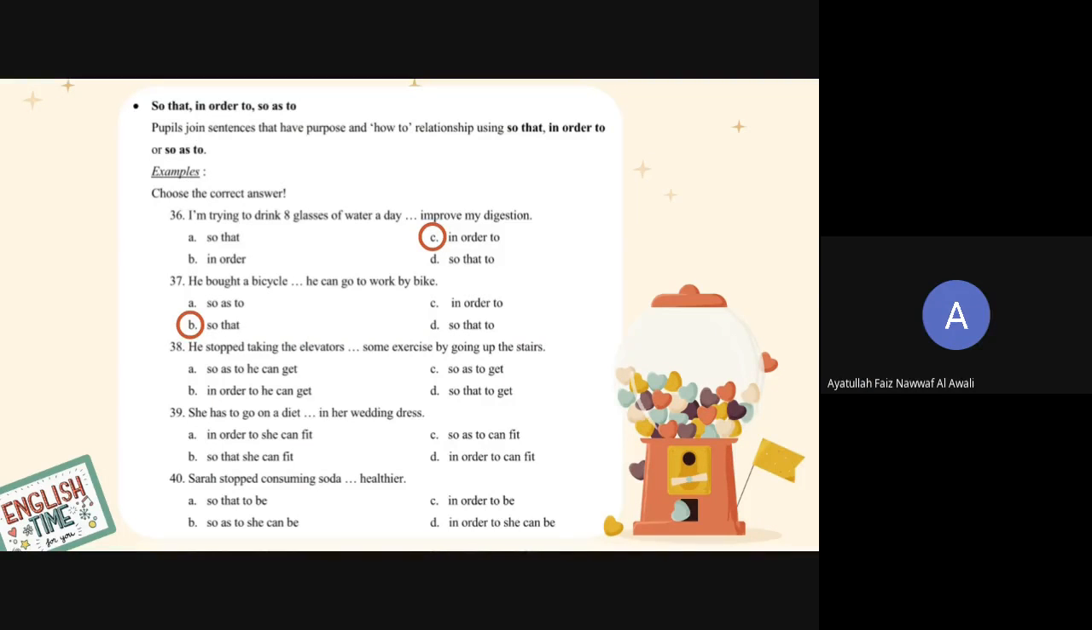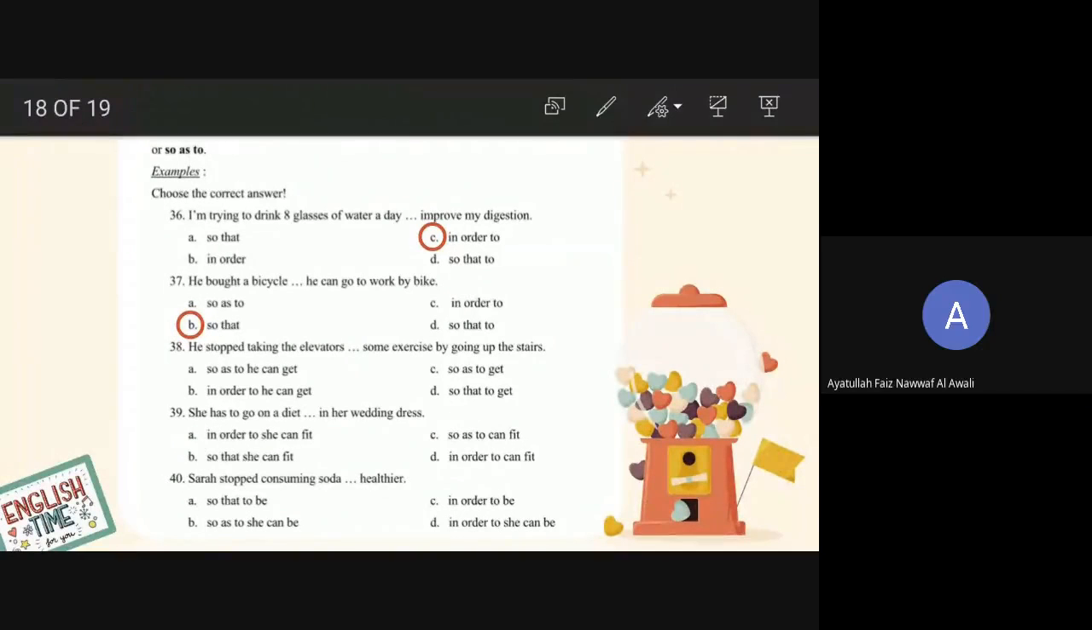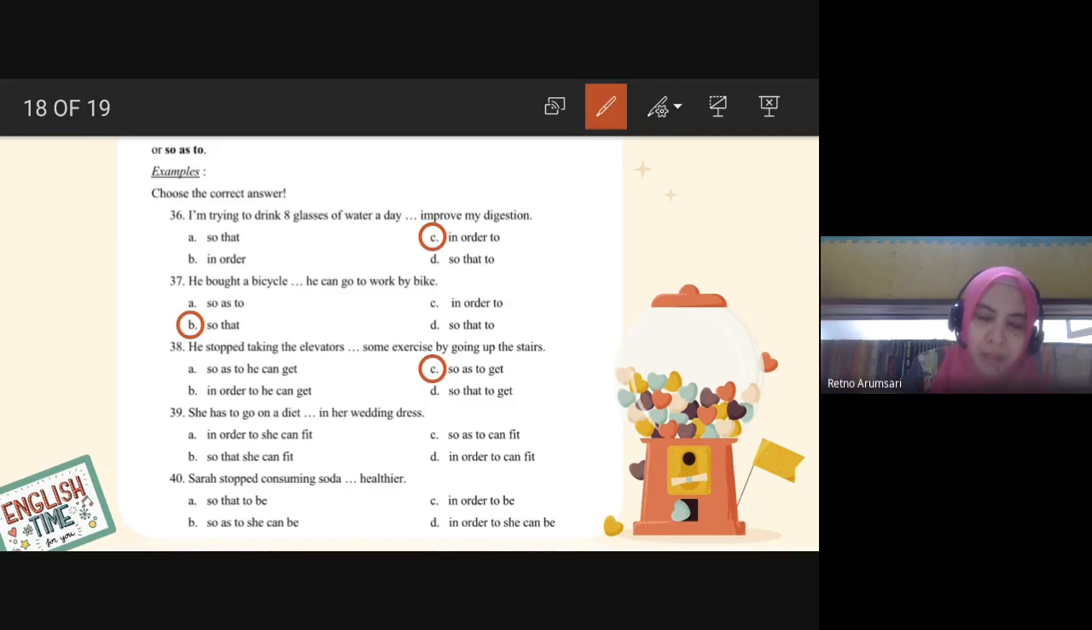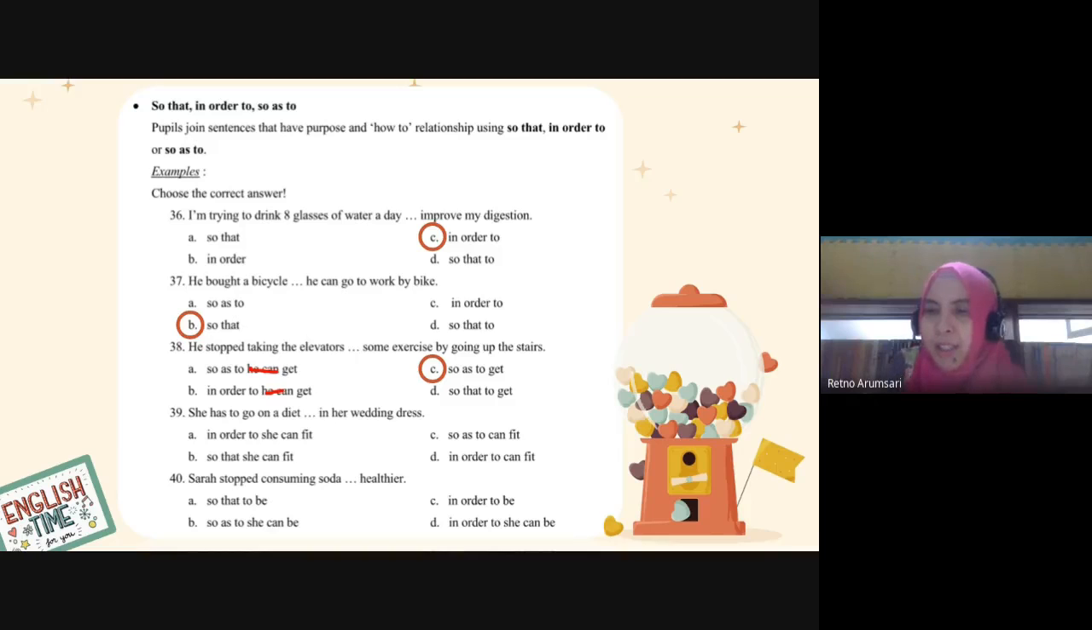C. Say the sentence, Faiz. He stopped taking the elevator so as to get some exercise by going up the stairs. That's right. So as to get some exercise by going up the stairs. Okay, why is A wrong? A is wrong because we have to skip "he can." B is wrong because we have to skip "he can." And D is wrong because we have to say the whole sentence after "so that." Okay, thank you, Faiz. Number 39.